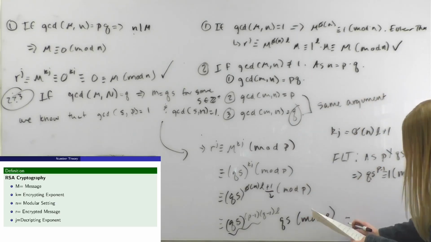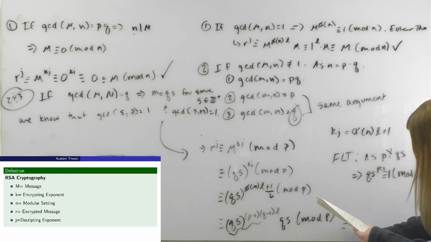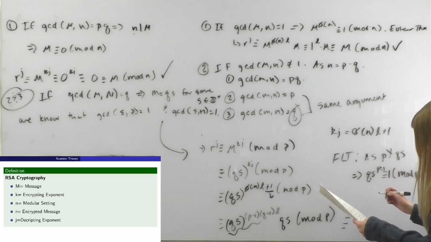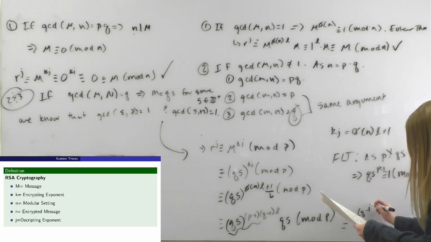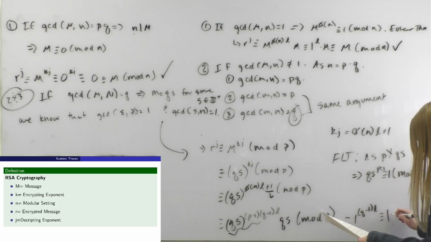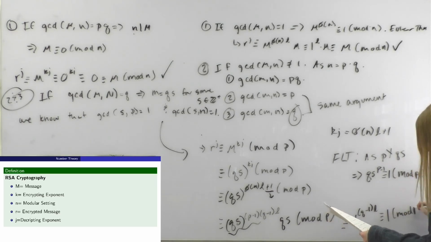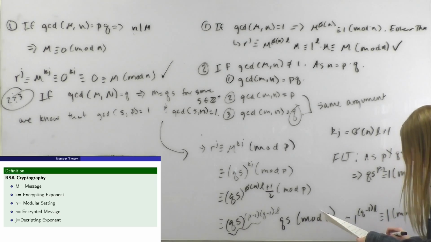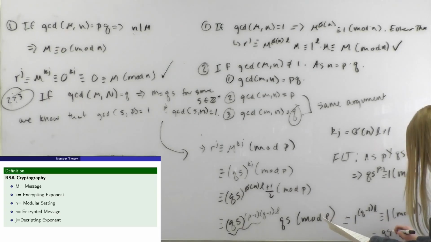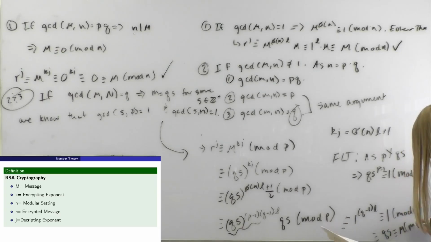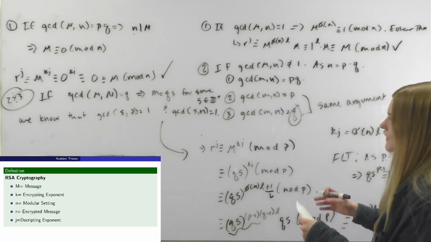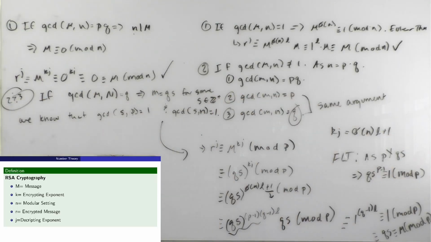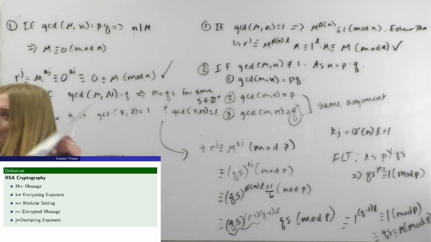So we get that this terrible notation is congruent to 1 to the Q minus 1 times L, which is congruent to 1 mod P, which is just QS, congruent to M mod P. Okay. And then, this is the last page.